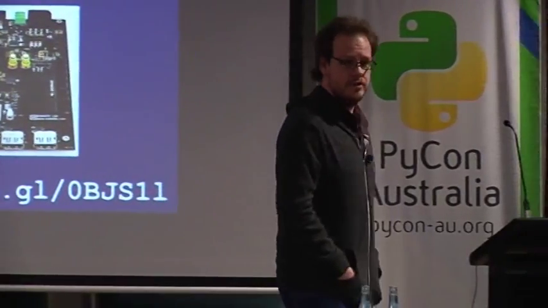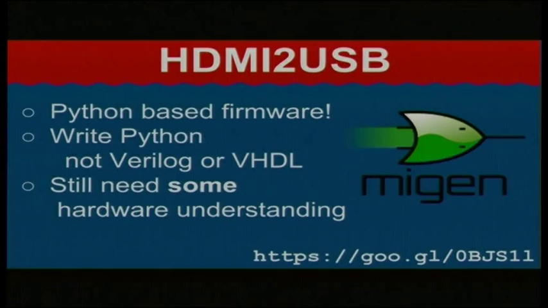This is kind of cool because it's a piece of open source hardware, and you're probably wondering why I'm talking about this at a Python conference. We now have Python-based firmware for this video recording device, and it's on a thing called MeeGen, so you still need to know some stuff about hardware, but instead of writing horrible Verilog or VHDL, which is an absolutely atrocious language, you can write Python, and it actually works pretty well. So we now have a firmware that's in Python that you can help out with.